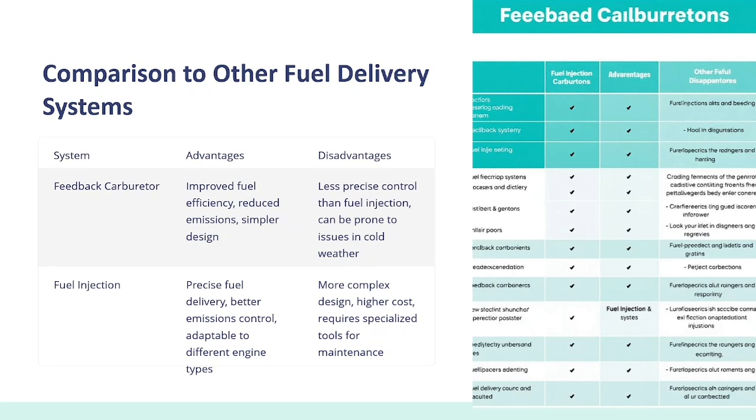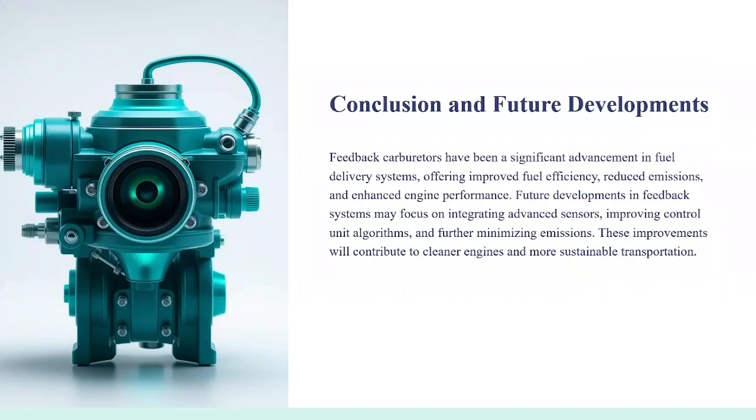Fuel injection offers precise fuel delivery, better emission control, and is adaptable to different engine types. It has a more complex design, higher cost, and requires specialized tools for maintenance. And the feedback carburetor has less precise control than the fuel injector and can be prone to issues in cold weather. And conclusion and future development.